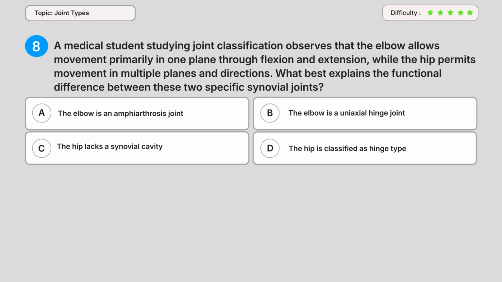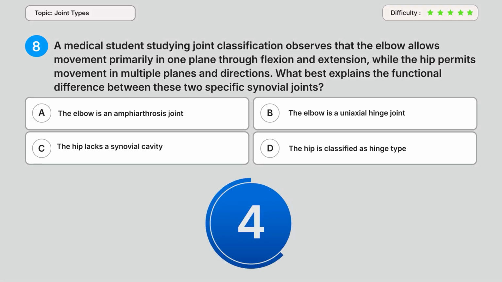A. The elbow is an amphiarthrosis joint. B. The elbow is a uniaxial hinge joint. C. The hip lacks a synovial cavity. D. The hip is classified as hinge type. Can you guess the answer?